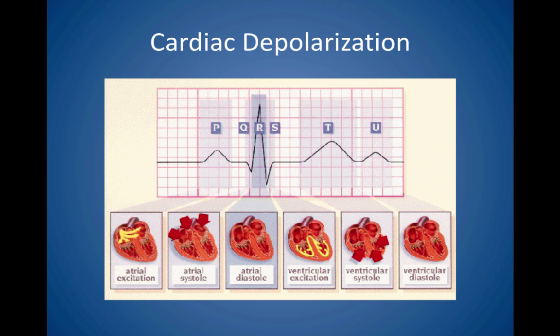And then, as we move across, you've got your S, right? You got your J point, and then you got that T wave, right? And that T wave is going to be that ventricular repolarization. And then the U wave, depending on the patient, or what the device that you're using, you may or may not see that U wave.